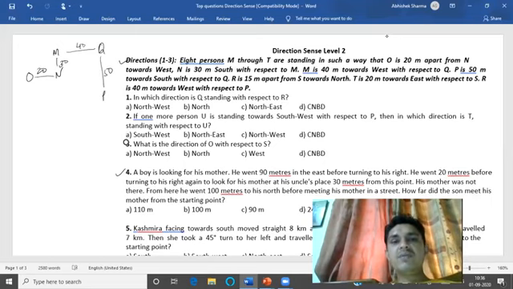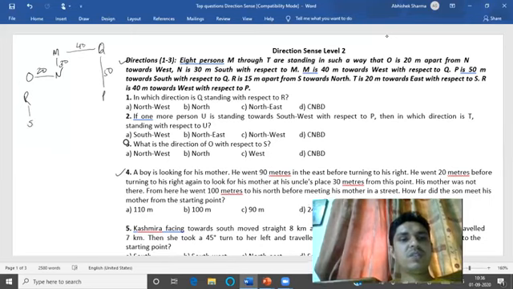Thereafter R is 15 meter apart from S toward north. So this is another thing, that R is 15 meter toward north with respect to S. So this can be the situation. T is 20 meter toward east with respect to S. So this can be the situation.